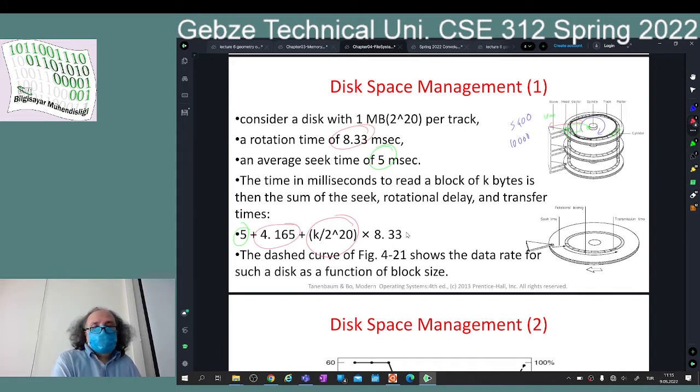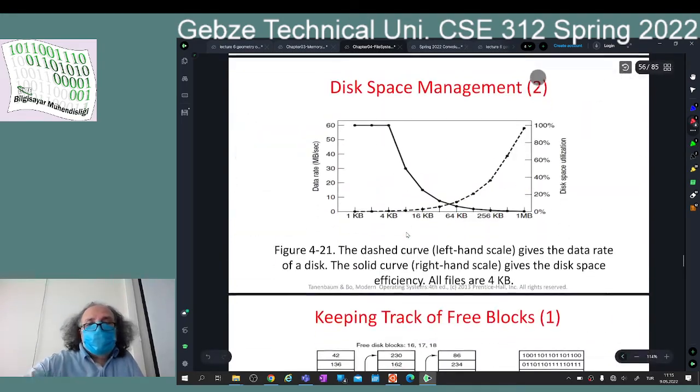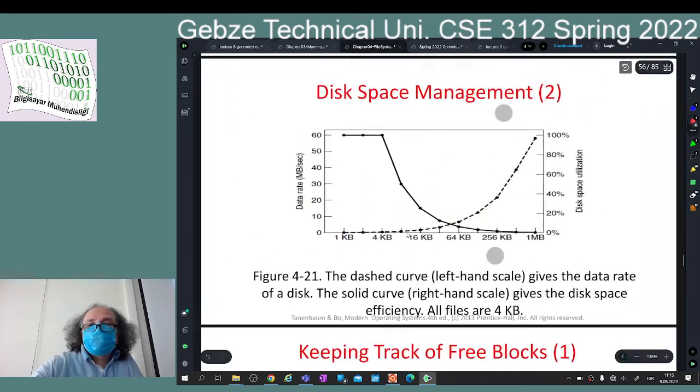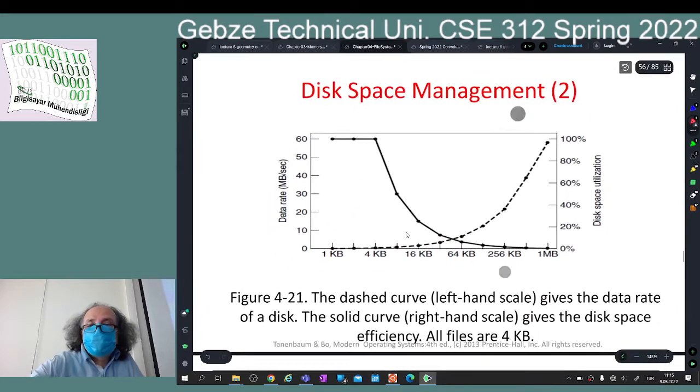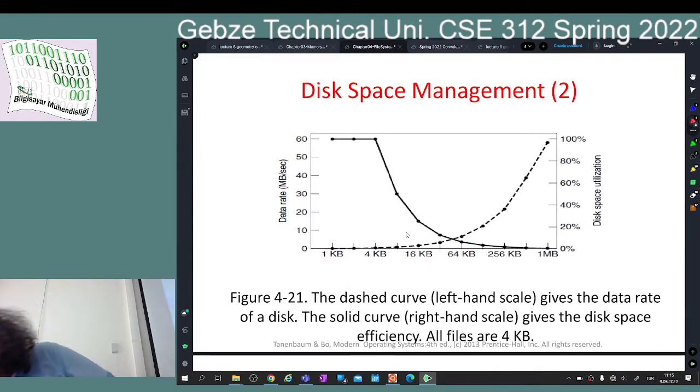So let's look at this one. It's reading a block of k bytes. Let's try to put in some k numbers and see what kind of read speeds we have in this graph. You just read this graph, and I am going to do this.